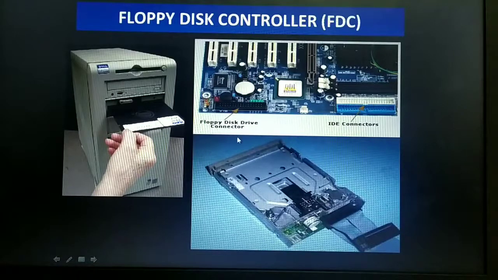Moving on to the next is the floppy disk drive. Before, in earlier days, we were using floppy disks in order to start the computer system. Now everything, your operating system, has been burnt into the BIOS chip. Isn't it? So the BIOS chip is responsible for loading the operating system.